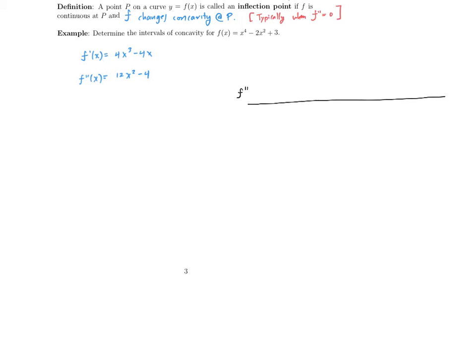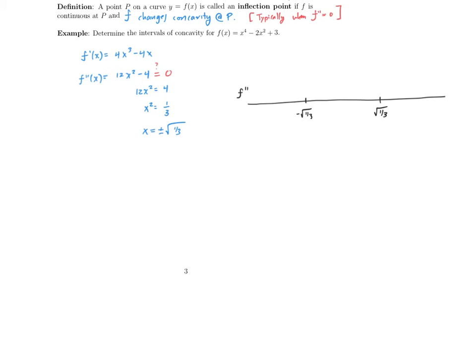In order to determine where it's positive and negative, we first need to think about where f double prime is equal to 0, and then we'll investigate what happens in between the zeros of f double prime. So 12x squared equals 4. x squared is 1/3. So we get two values where the second derivative is equal to 0, plus or minus the square root of 1/3. Indicating those values on our number line, we have negative the square root of 1/3, positive square root of 1/3.